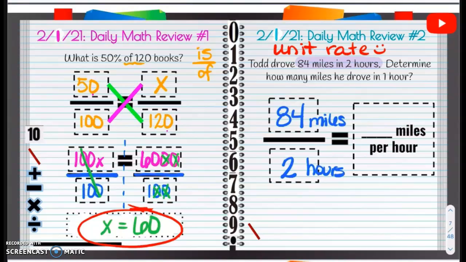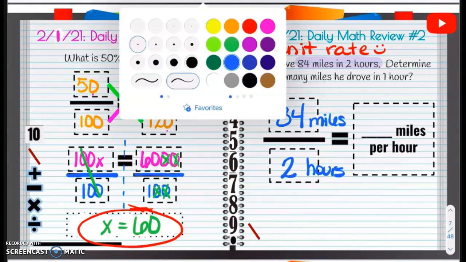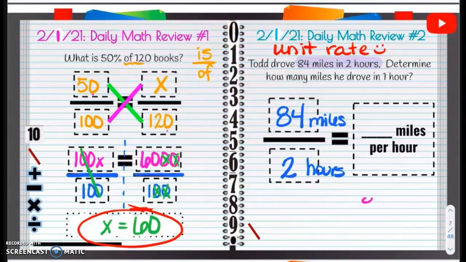Now, remember, all we literally have to do is just divide. So 84 divided by 2. I don't know that off the top of my head, so let's do it. 84 divided by 2. How many times can 2 go into 8? It can go into 8 4 times. 4 times 2 is 8. Subtract, you get 0. Bring down the 4. How many times can 2 go into 4? It can go in 2 times. You get 4, and you subtract, you get 0.